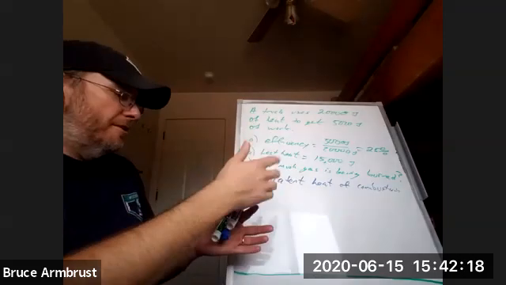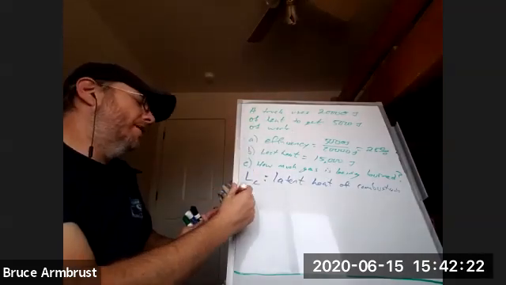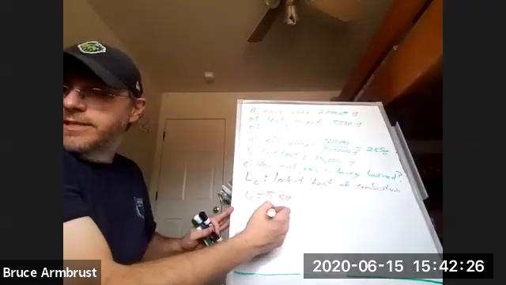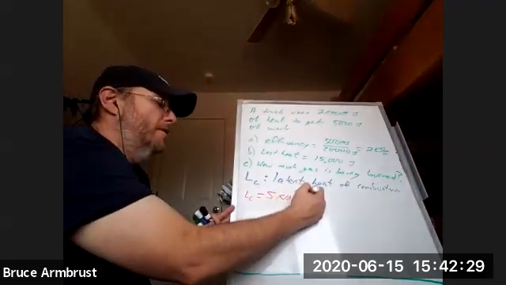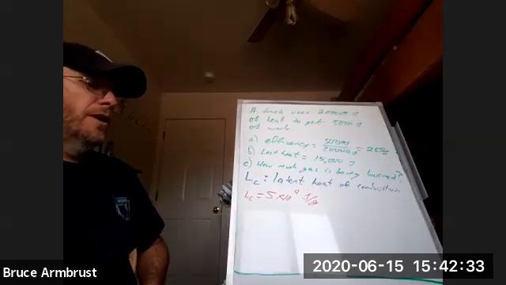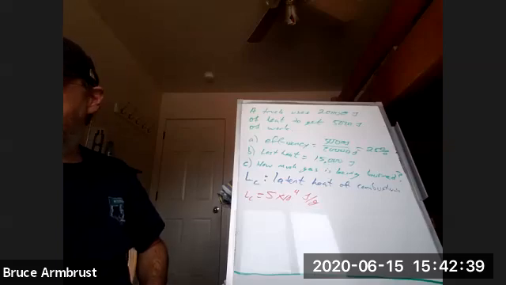So let me just tell you that for gasoline, the latent heat of combustion is 5 times 10 to the 4th joules per gram. So if you want to combust 1 gram of gasoline, you would need 5 times 10 to the 4th joules.